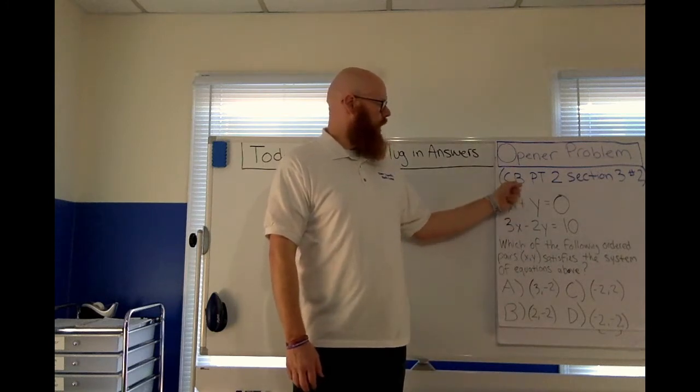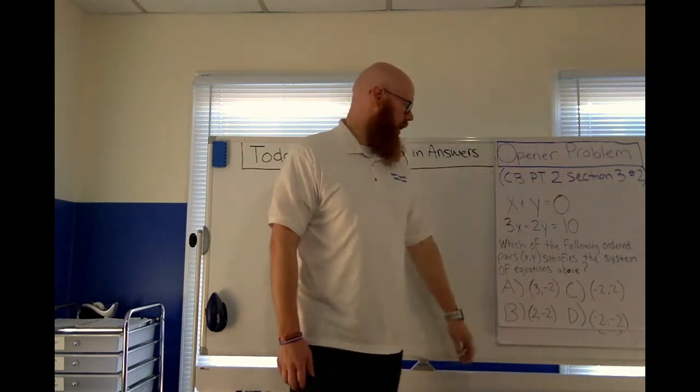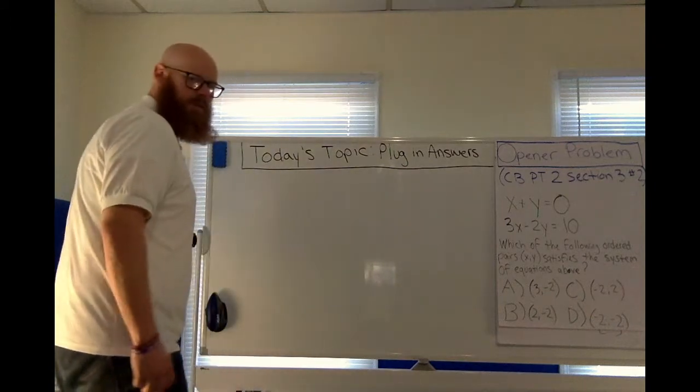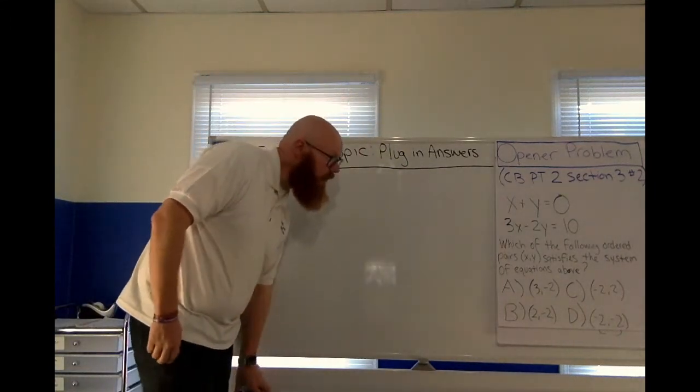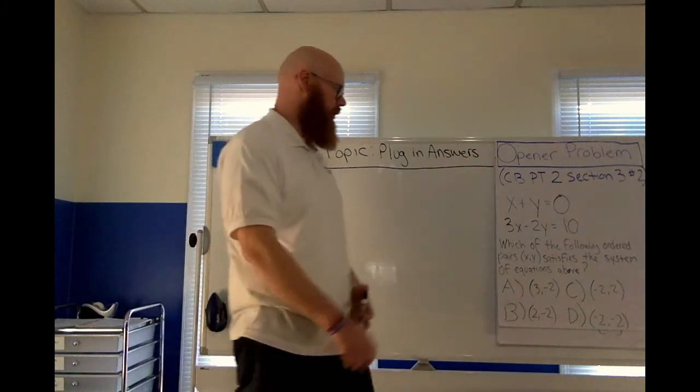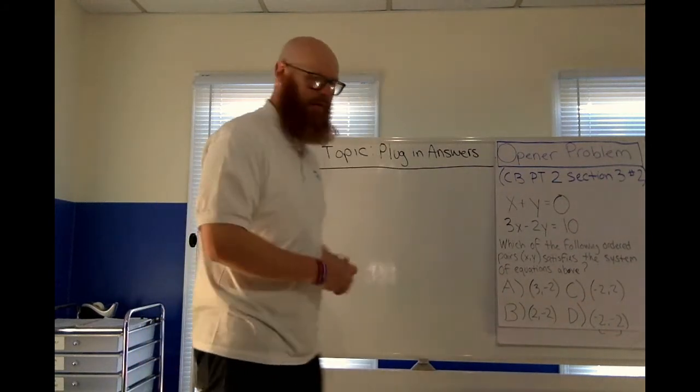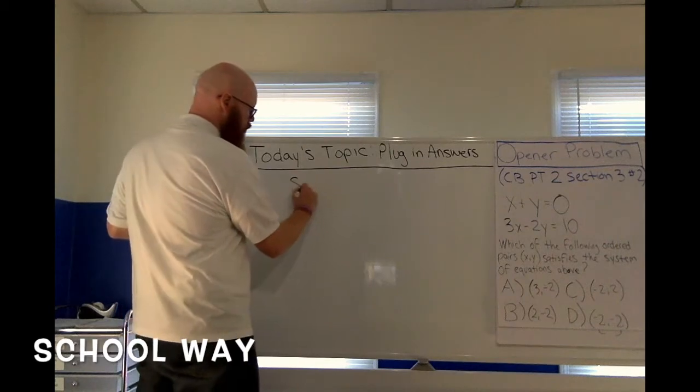So this one is from College Board Practice Test 2, Section 3, number 2. It says x plus y equals 0, 3x minus 2y equals 10. Which of the following ordered pairs satisfies the system of equations above? So we start by looking at the school way.